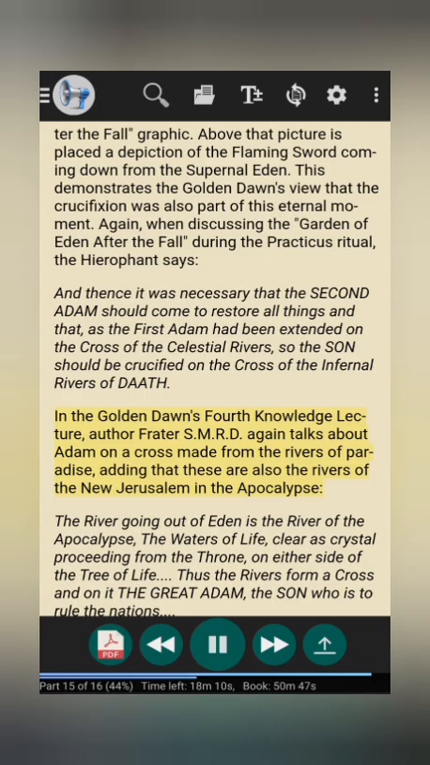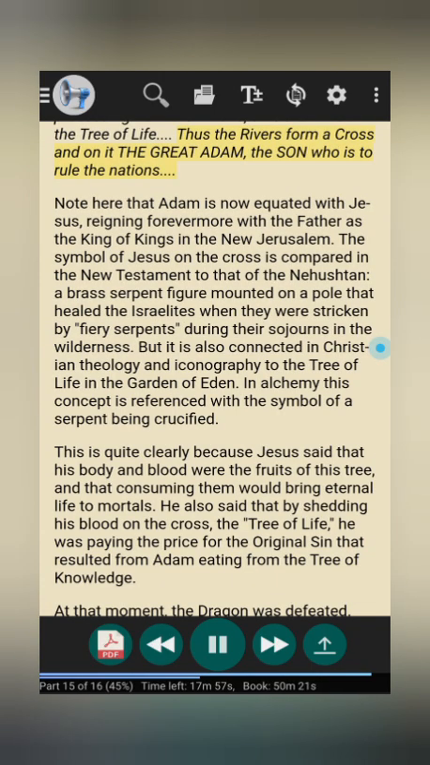made from the rivers of paradise, adding that these are also the rivers of the New Jerusalem in the Apocalypse. The river going out of Eden is the river of the Apocalypse, the waters of life, clear as crystal proceeding from the throne on either side of the Tree of Life. Thus the rivers form a cross, and on it the great Adam, the Son who is to rule the nations.